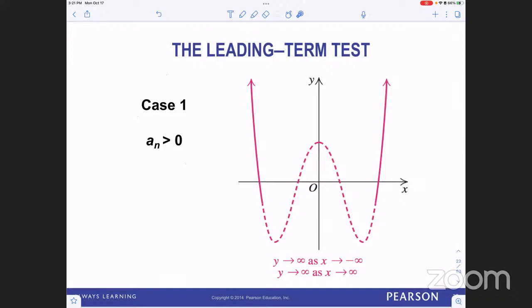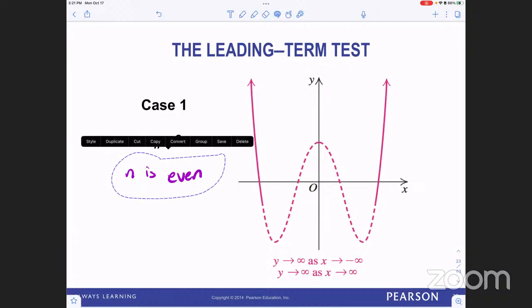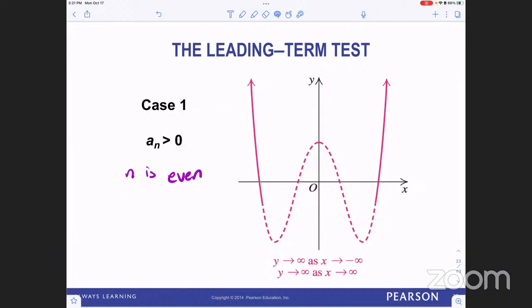So these first two cases are when n is even. It's kind of a repeat of what we did just a moment ago. With the leading coefficient being positive, the graph goes up to the right. Because the degree of the polynomial is even, the other side does the exact same thing. It goes up as well, right? So that was the first case.